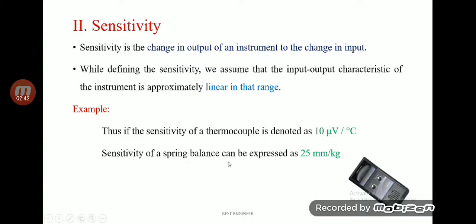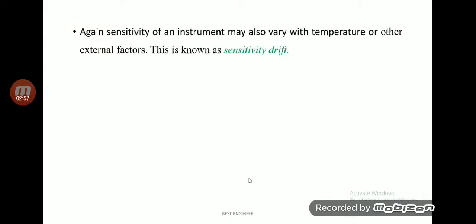Sensitivity of a spring balance can be expressed as 25 mm per kilogram. For example, while adding one kg to the spring balance, there is a compression of 25 mm. Again, sensitivity of an instrument may also vary with temperature and other factors. This is called sensitivity drift.